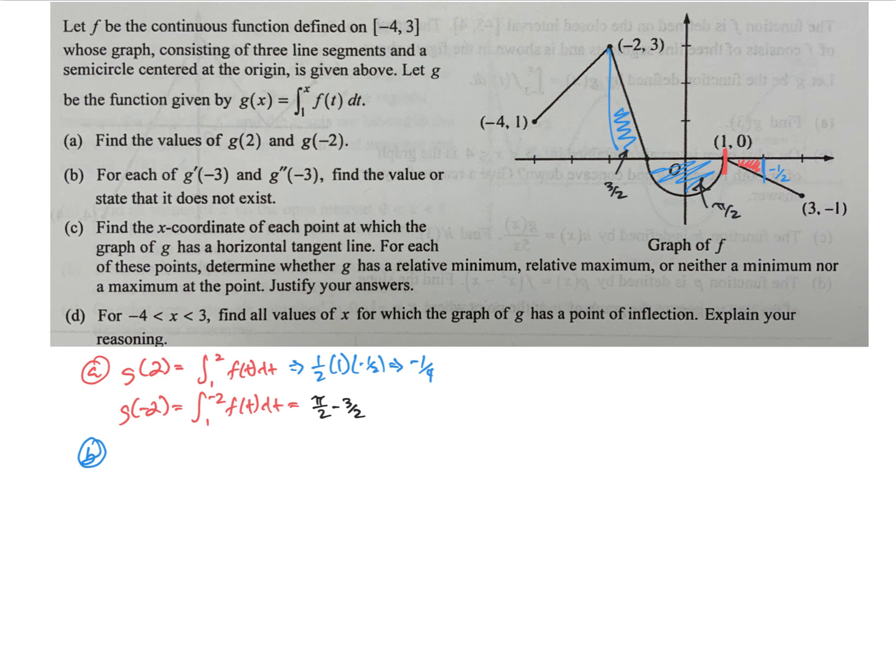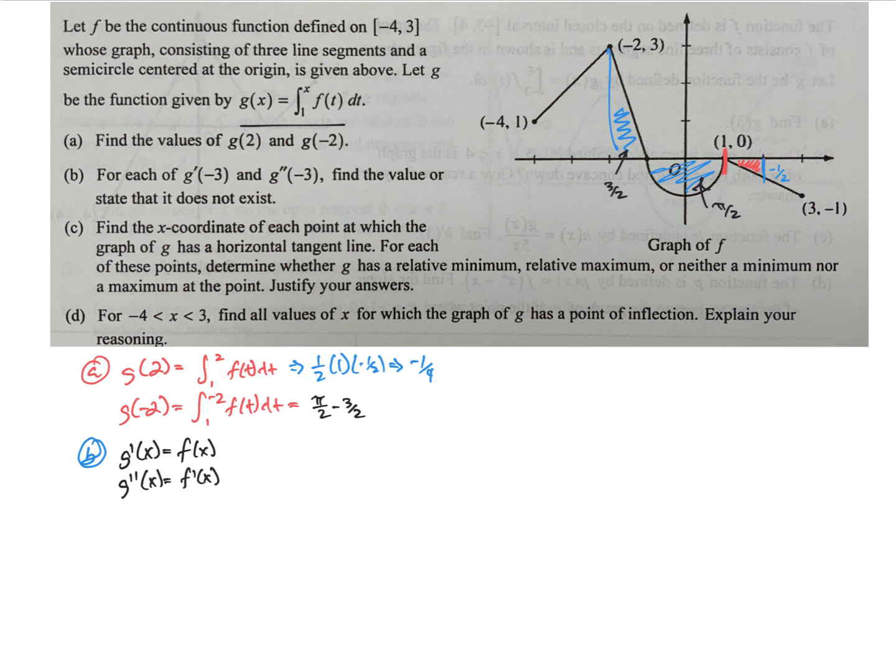I need a reader. Thanks, Miller. For each g prime of -3 and g double prime of -3, find the value or state that it does not exist. All right, let's do it. So we need to get to g prime. So what is g prime of x? Just f of x. Exactly. All right. And while I'm at it, let's do g double prime. So g double prime of x is equal to f prime.